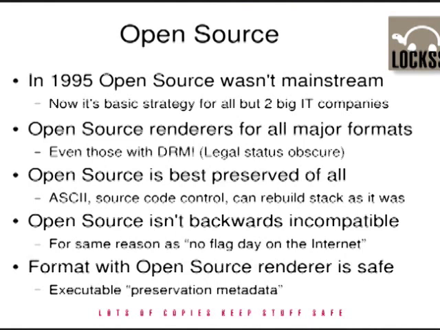Similarly, in 95, open source was a small niche. Linux barely worked. The lawsuit between Unix Systems Labs and BSDI that freed the Unix source code was settled in 1993, but under the condition that it be kept secret. So although there were rumors about what was in it, nobody really knew at that stage. Now, open source is a basic strategy for all but two of the big IT companies.